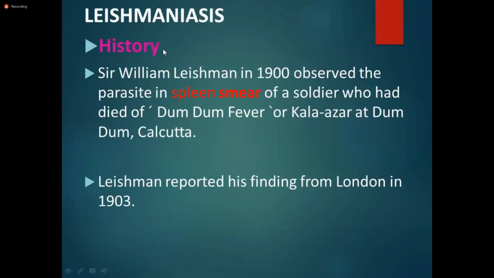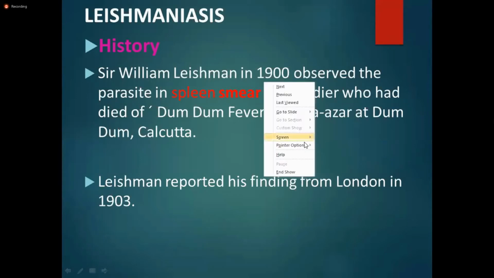Now the history of Leishmaniasis. This disease was found centuries ago. It was discovered, but the cause of the organism and its life cycle were not known until the year 1900.